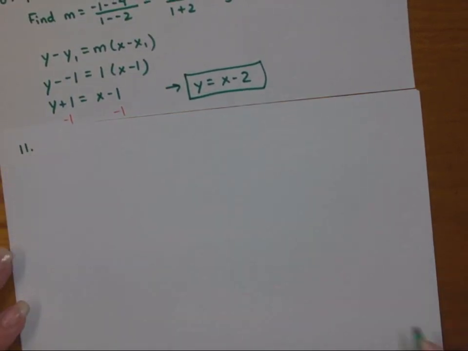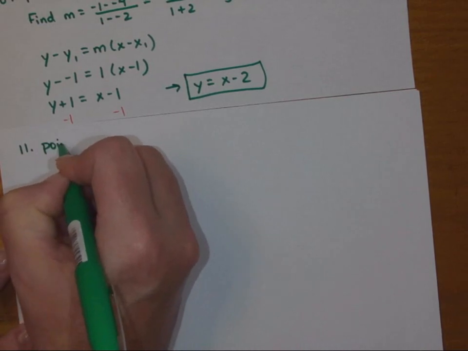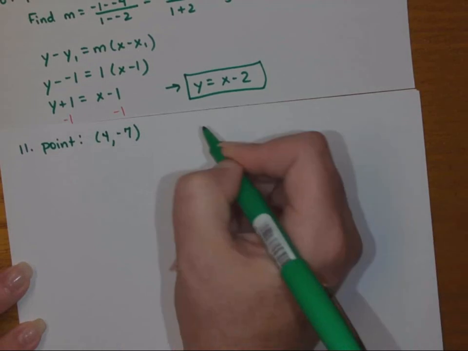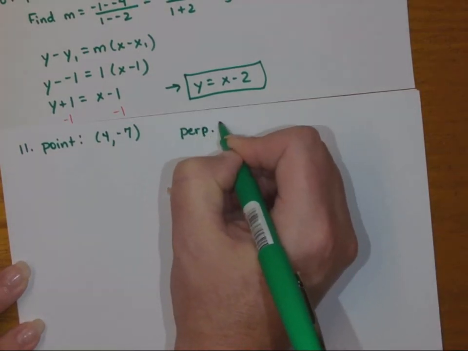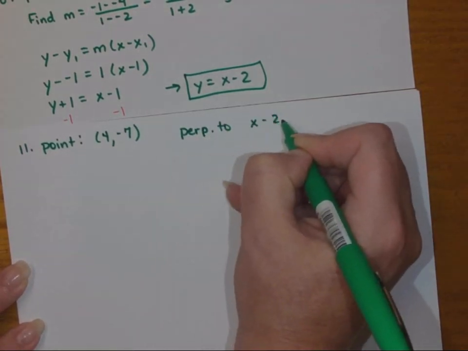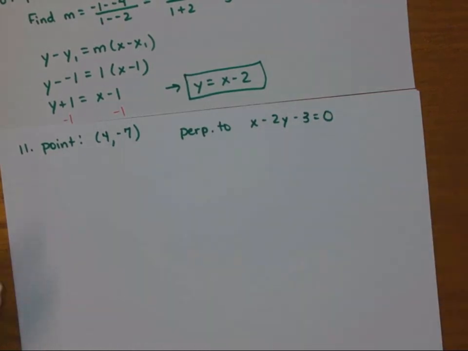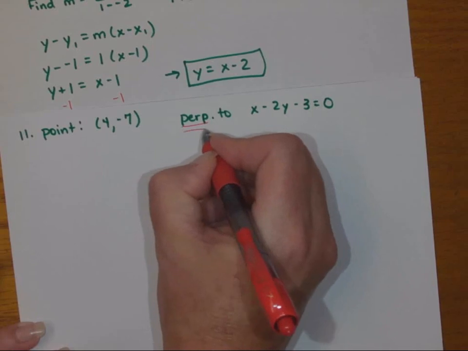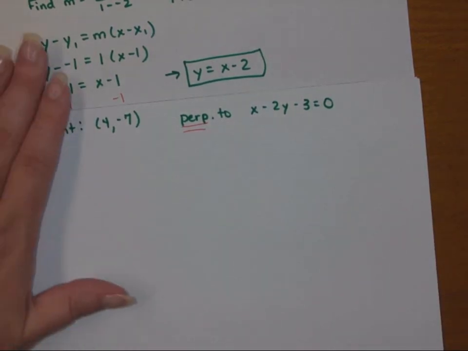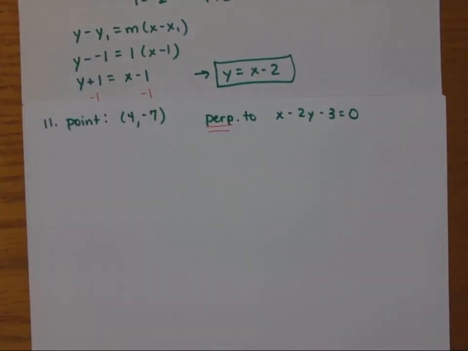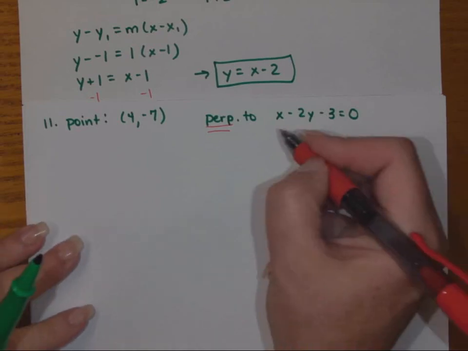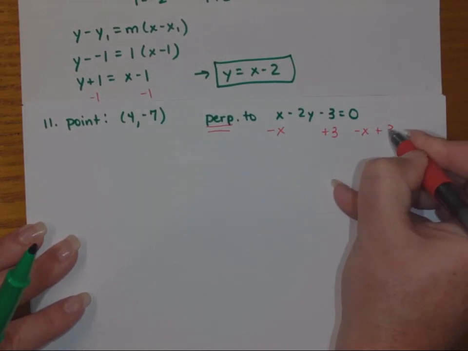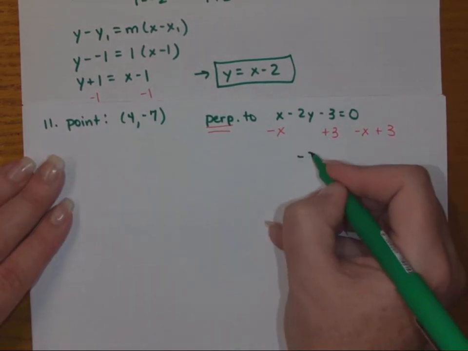Okay, so number 11 gives you actually the same information, just in a roundabout way. And we know it's perpendicular to x minus 2y minus 3 equals 0. So we did one like this in class. So we need to remember what it means for lines to be perpendicular to each other. It means that their slopes are negative reciprocals. But honestly, before I even worry about that, I need to make this equation look like y equals so that I can pull the slope from it.